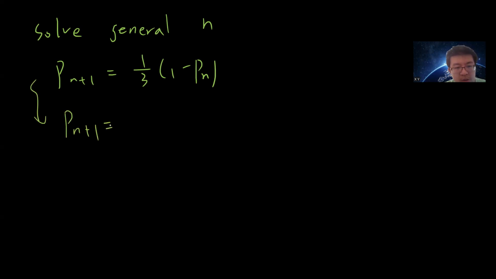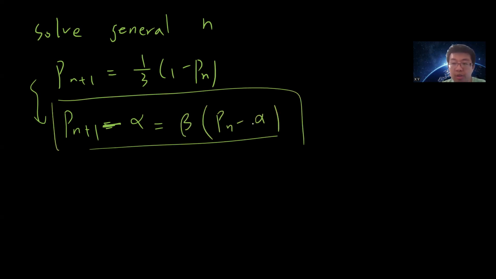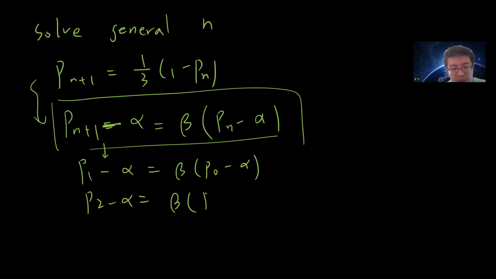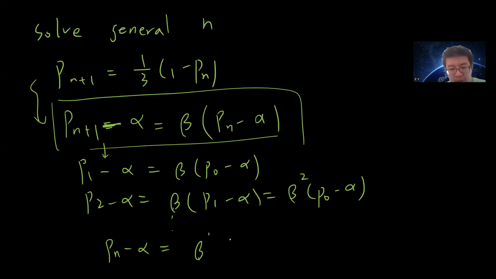Let's suppose our ansatz is that Pn plus 1 minus alpha equals beta times Pn minus alpha. Suppose one can find alpha and beta such that this equation is true. Then P1 minus alpha equals beta times P0 minus alpha, and P2 minus alpha gives beta times P1 minus alpha, so it will be beta squared times P0 minus alpha. In general, Pn minus alpha will be beta to the n times P0 minus alpha. So the only thing we need to do is solve for alpha and beta.